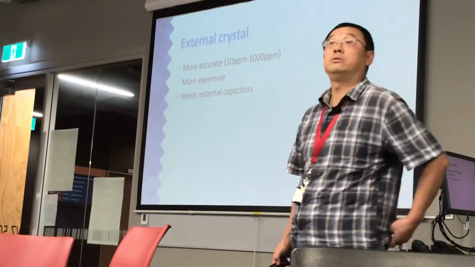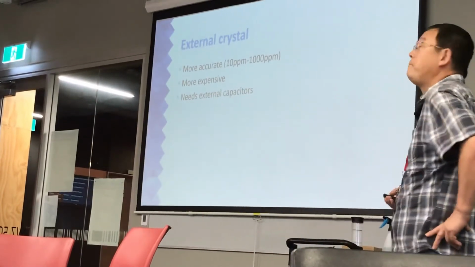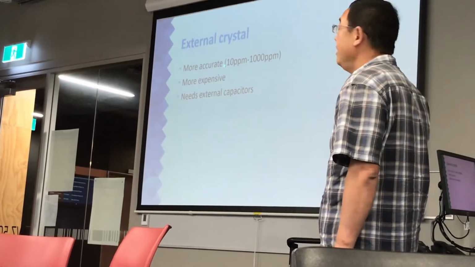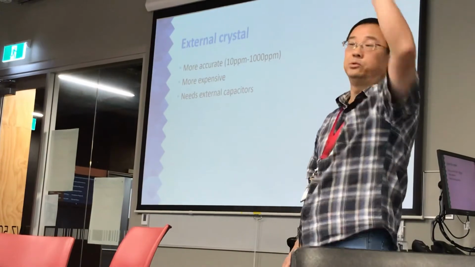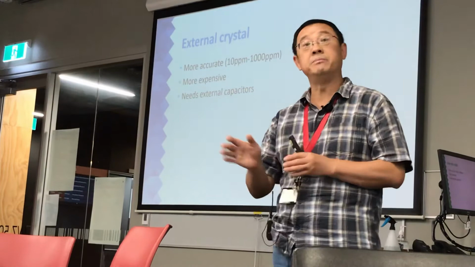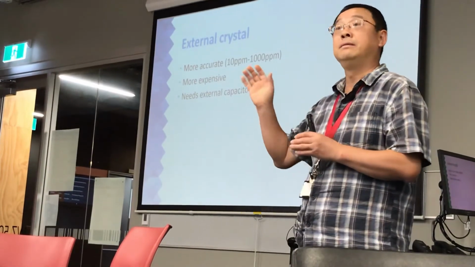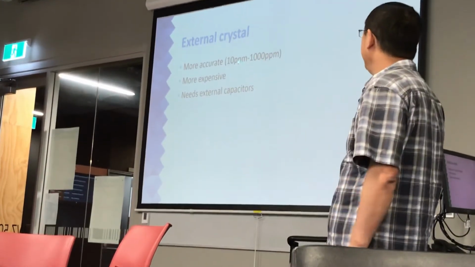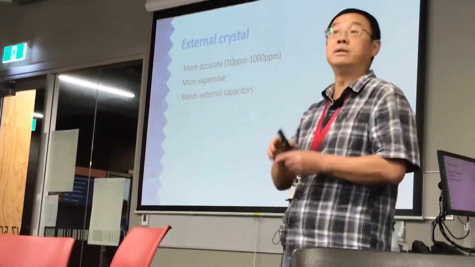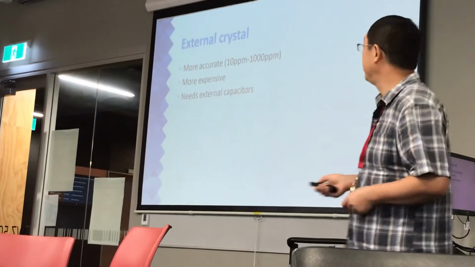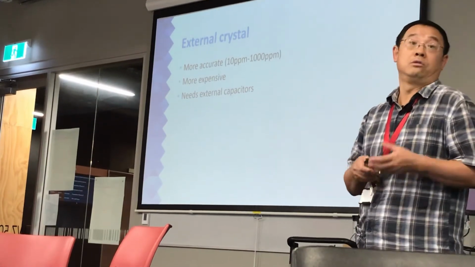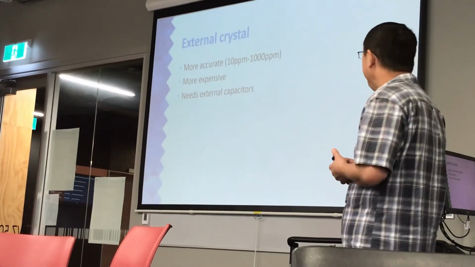External crystal: the price gets higher, but the good thing is the accuracy goes up. They are 10 to 1000 ppm. ppm means parts per million, so in every million pulses you only get about 10 to 1000 off. So it depends on how accurate a crystal you want to buy. Of course, the more accuracy, the more it costs. That's very simple.